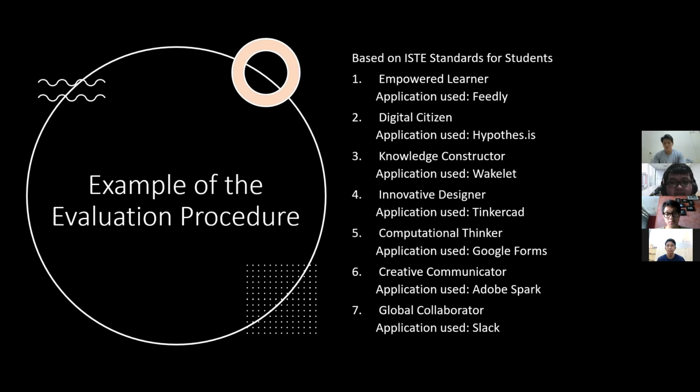Next, we have computational thinker. Here, students can use Google Forms to collect data about an authentic problem or issue in their community. It is to show the ability to think and solve problems like a computer. Next one, we have creative communicator. Here, students can use Adobe Spark. Students can use it to craft messages, express their knowledge and opinions, and communicate complex ideas.